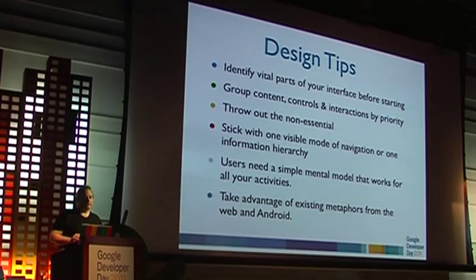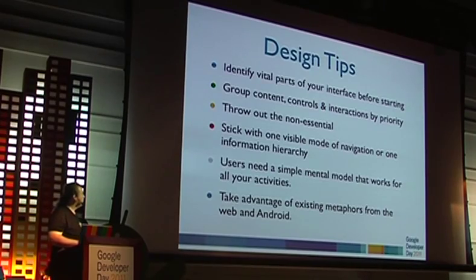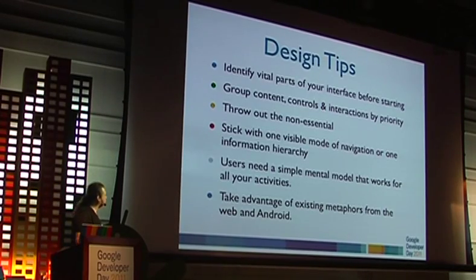So a couple design tips that are applicable for designing anything in any software. You want to start by identifying vital parts of your interface before you start. Group content, controls, and interactions by priority. Throw out the non-essential. Stick with one visible mode of navigation or one information hierarchy. Your users need a simple mental model that works for all your activities, and take advantage of existing metaphors from the web and Android.